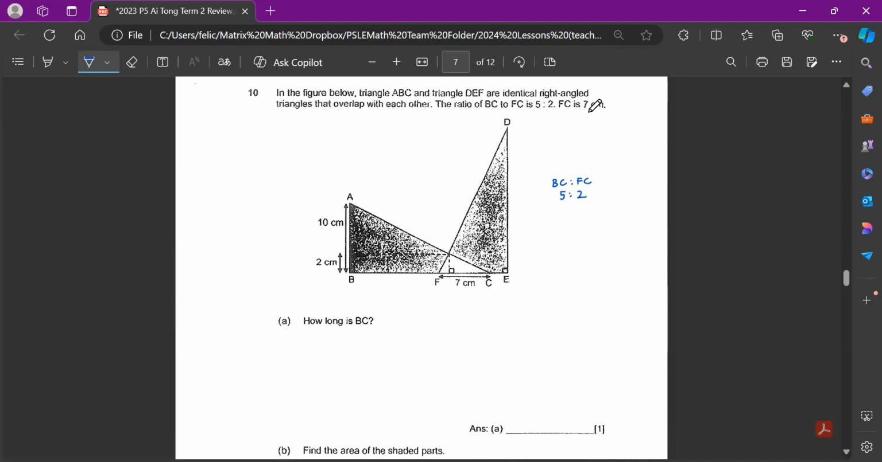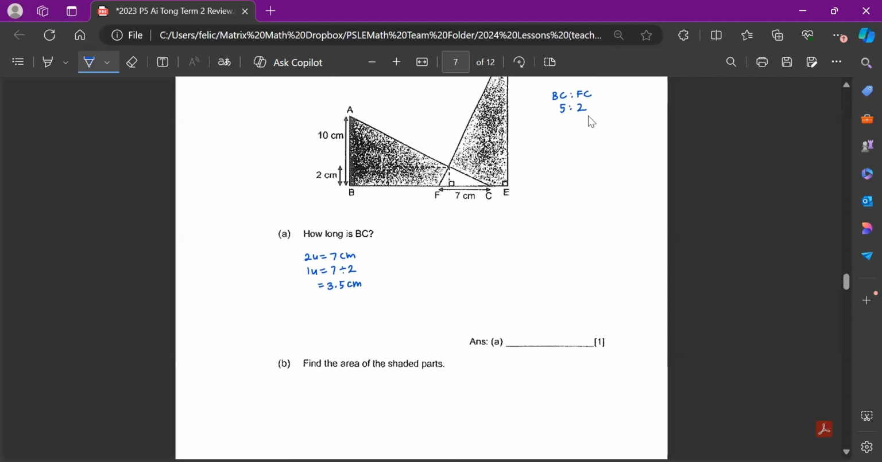Okay, so very nice. They already give us FC is 7 cm, right? So I think we can straight away say 2 units is 7 cm. Quite obvious. So we can work out 1 unit. So BC, as we can see from the ratio, is 5 units. So just work that out. This works out to be 17.5.